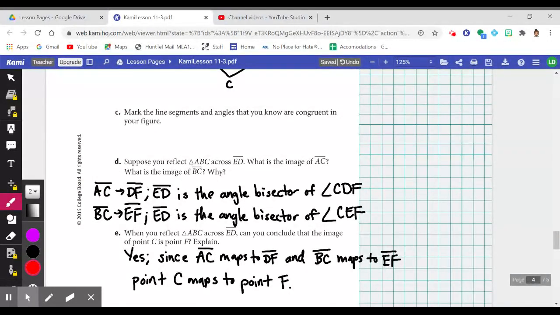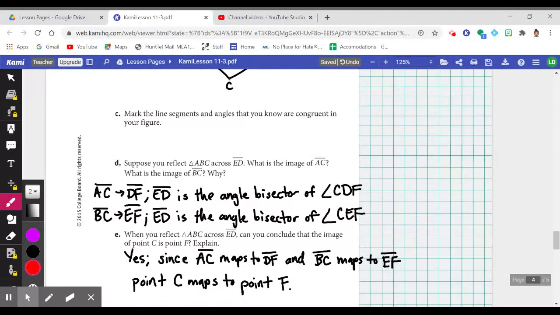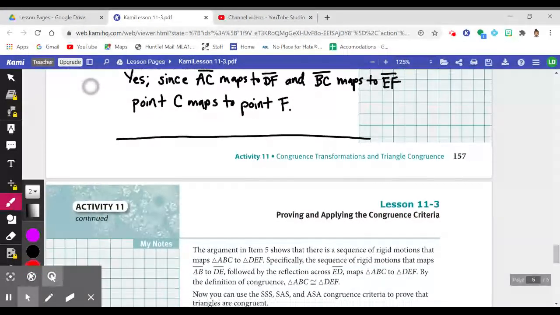E says, when you reflect triangle ABC across the line segment ED, can you conclude the image of point C is point F? Yes, because of what we said in D. AC maps to DF and BC maps to EF. Well, look, C mapped to F here and C mapped to F here. Therefore, C has to map to point F, suggesting that the 2 triangles really are congruent. That triangle ABC, with what we know, does map on top of triangle DEF. Mind-blowing here, so keep that in consideration. Now let's move on to our last page here.